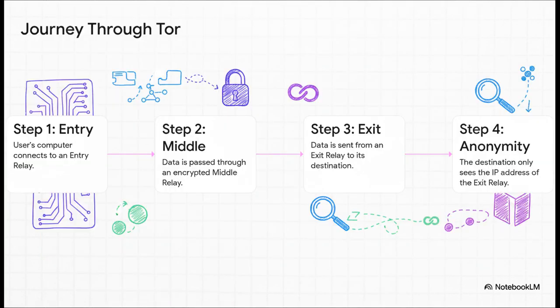So here's what that journey looks like. Your computer connects to the Tor network, and your data packet starts bouncing between random computers. These are called relays, all over the world. By the time your request actually reaches a website, that website has absolutely no idea where you came from. All it sees is the IP address of the very last computer in the chain, the exit relay.